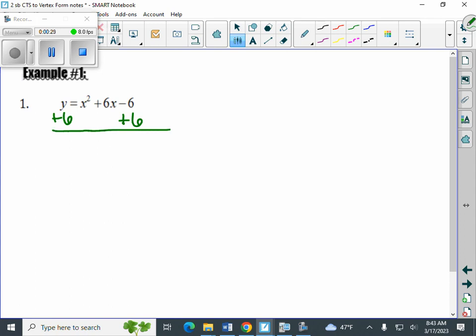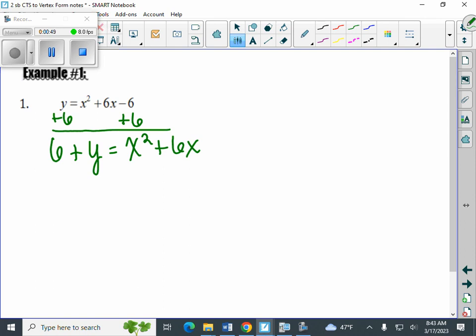Personal preference, I'd like to write the 6, I'm going to write 6 plus y. If you write y plus 6, that's fine. There's no difference. I just prefer to write the number here. 6 plus y equals x squared plus 6x.